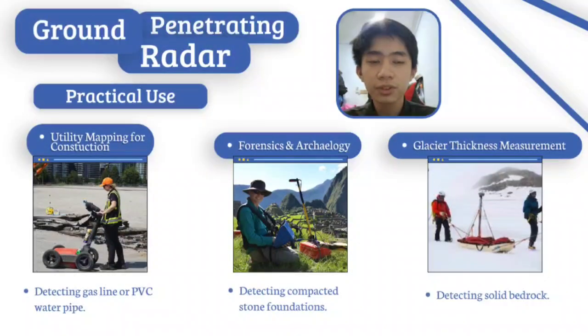And here are some examples and practical uses for ground penetrating radar. We can use it for utility mapping for construction, so we can check for any gas line underneath or a PVC water pipe that we are afraid we might hit when we dig into the concrete.